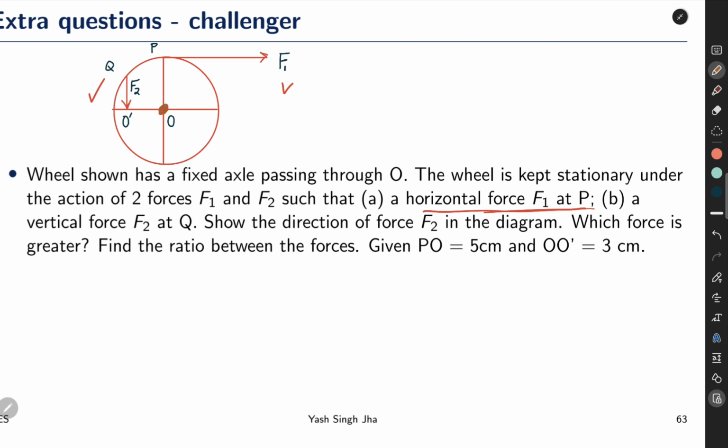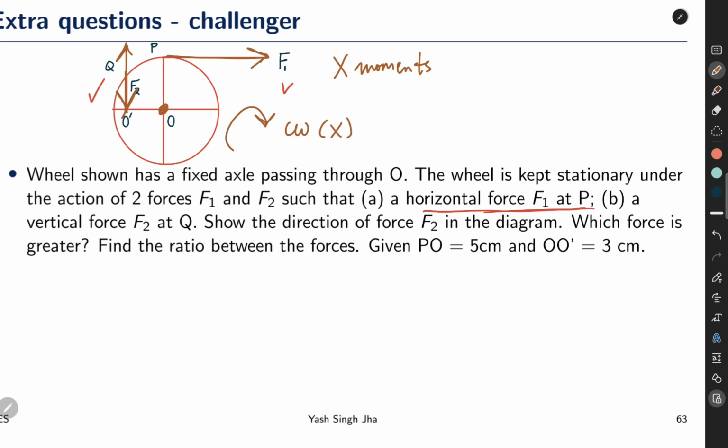If it is balanced, if it is stationary, then there should be no net moment. So if F1 is acting to the right, F2 has to act downward. If it is acting upward, what will happen? Both these forces will produce a clockwise moment, and we cannot have equilibrium.